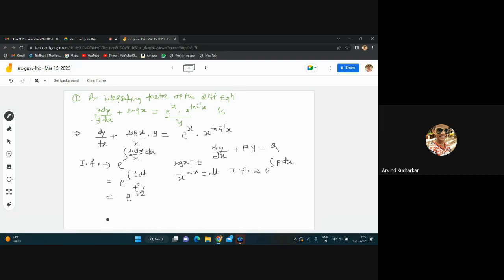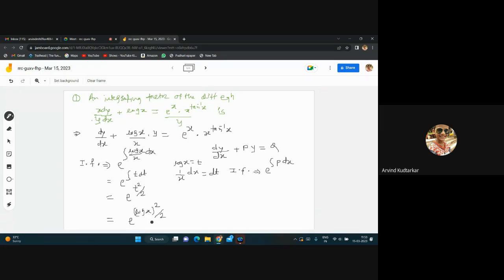Right? So what is the value of t? It is log of x. So what will be the value of e raised to t square upon 2? Log of x whole square upon 2 is there. Right? What will you get?